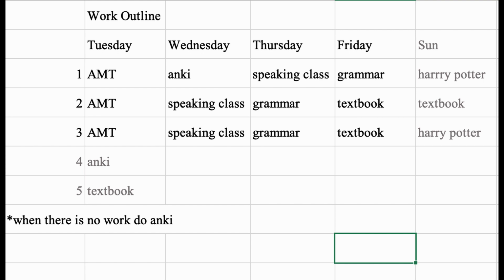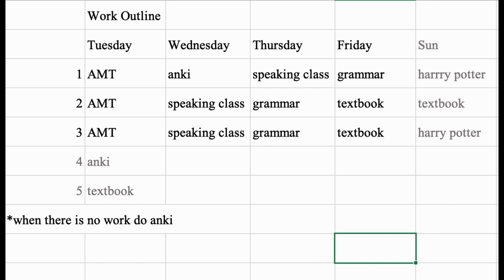I am studying for a university degree, so the same way if you're going to be studying for the TOPIK or the JLPT, there is going to be things you have to do. So on Tuesday, for example, where it says AMT, that's my Arbeit mit Texten class, and that's a German class I have in university. I have to do the work for that, so I'm going to have to dedicate those hours of study that day for that. On Wednesday, speaking class, or where it says grammar, that's my grammar class, I have to do those things.